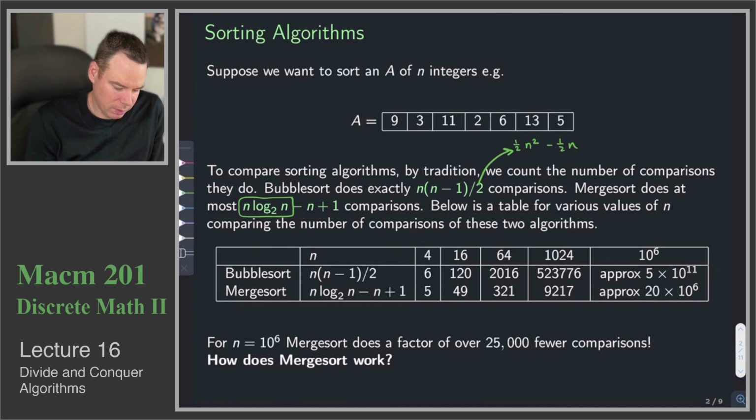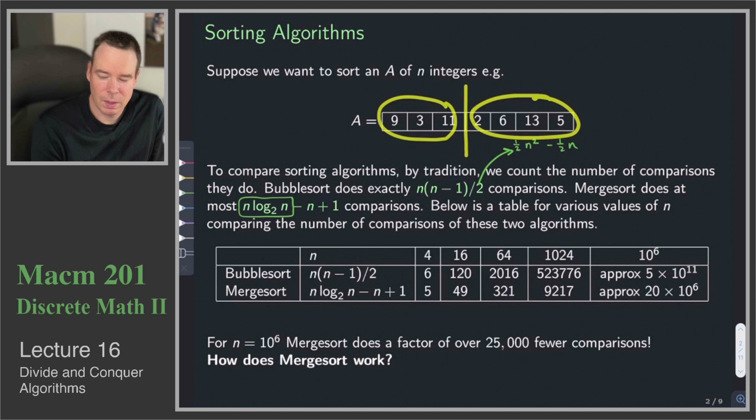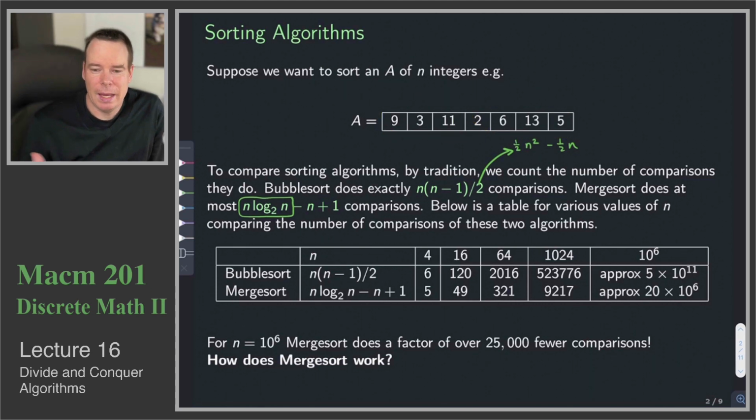It takes this array, so let's look at this one up here, for example. The first step is it chops it in half, or roughly in half. So here, maybe chop it like this. So now I've split it up into two arrays, 9, 3, 11, and 2, 6, 13, 5. And then it sorts this array, and it sorts this array. So it sorts the two halves, and then it merges them together. And once those two halves are sorted, it's a simple step to merge them back together to form the fully sorted array.